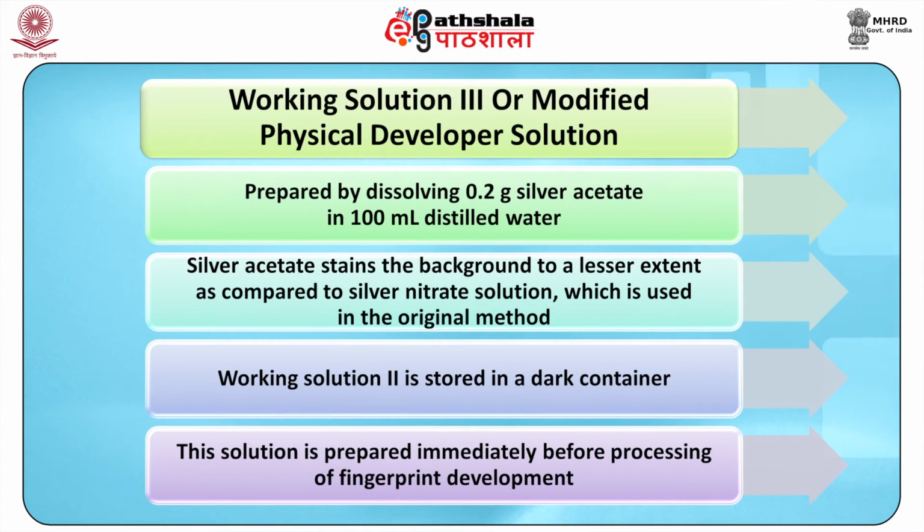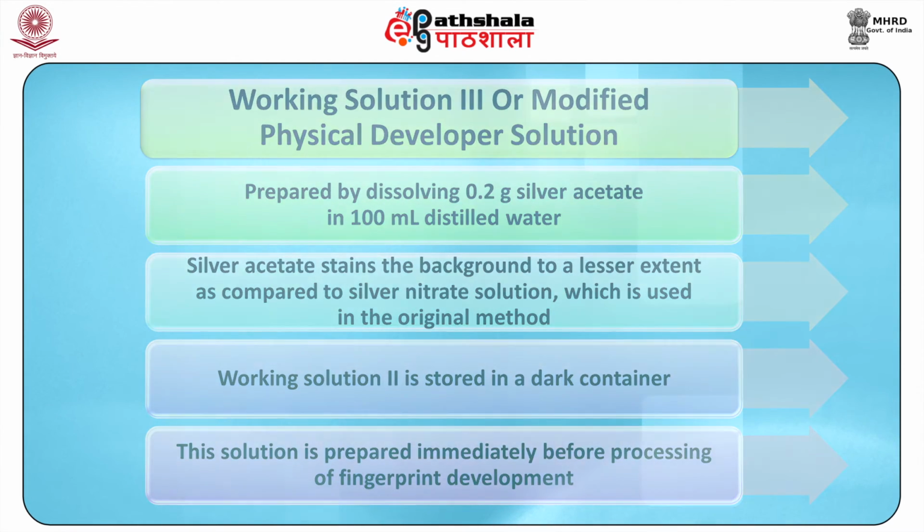Then working solution 3 or the modified physical developer solution is prepared by dissolving 0.2 gram silver acetate in 100 ml distilled water. Silver acetate stains the background to a lesser extent as compared to silver nitrate solution, which is used in the original method. Working solution 2 is stored in a dark container. This solution is prepared immediately before processing of fingerprint development.